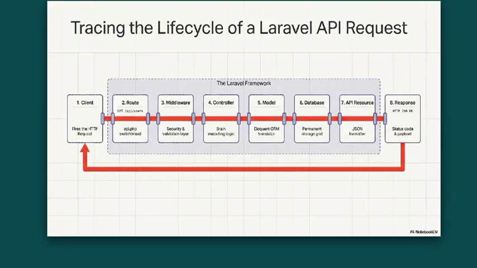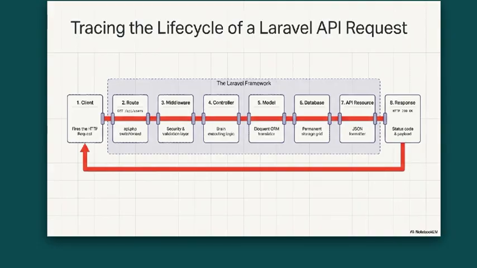Okay, let's assume the client is sending a POST request to register a new account. The user hits submit. Step 1 is the client origin. The mobile app encrypts the payload, packages the email, password, and name into the HTTP protocol, and fires it over the network. Exactly. It arrives at the server and enters the Laravel application. It immediately hits step 2, the route. The document calls this the api.php switchboard.